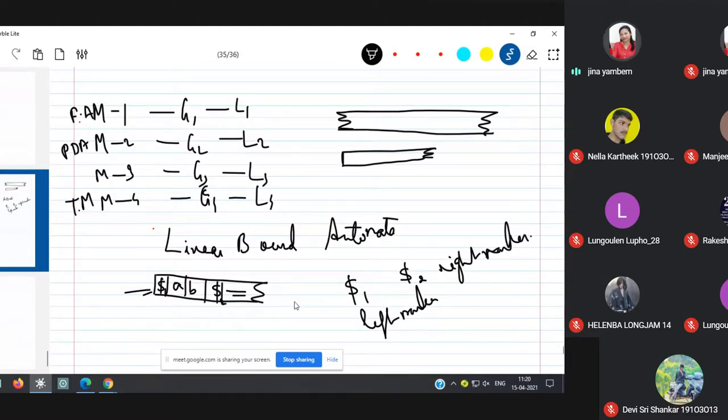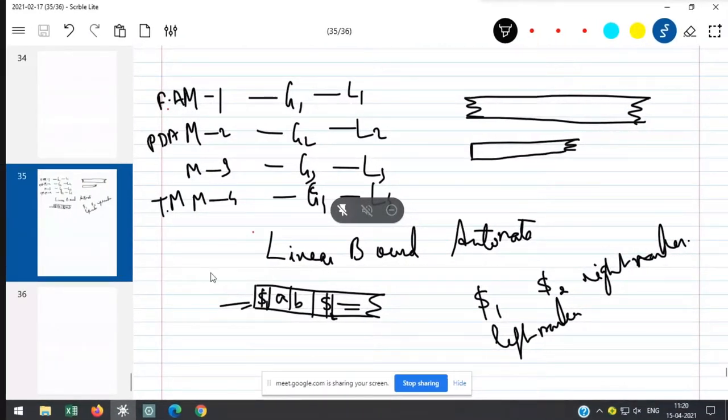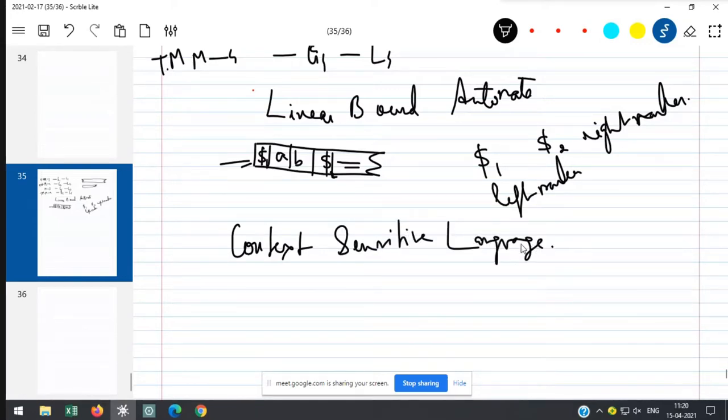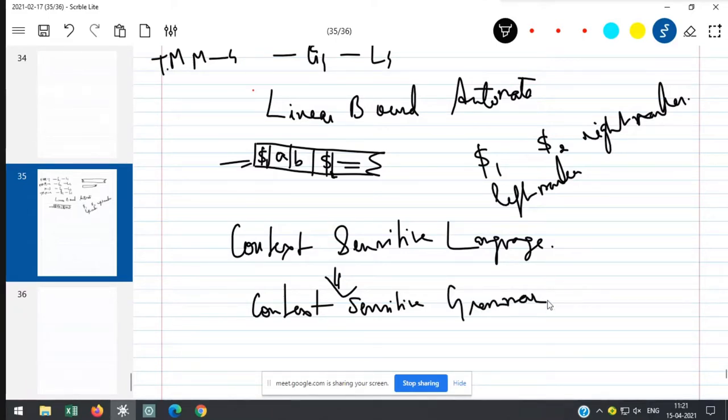Now again, the next one, which is more likely. I just want to mention that the language which is to be accepted by this machine is known as context sensitive language. And the corresponding grammar is context sensitive grammar.